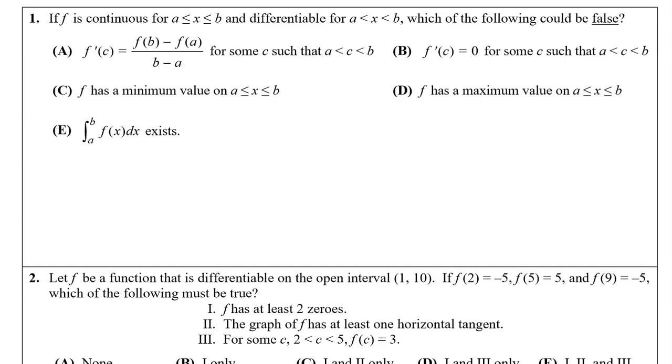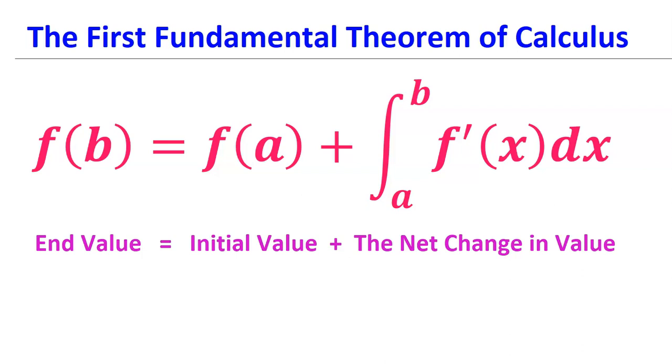In this video, I will walk you through some multiple choice questions from past AP exams pertaining to Unit 7. Unit 7 was about 7 theorems that you need to know for AP Calculus. The first one was the first fundamental theorem of calculus, which told us that the end value is equal to the initial value plus the net change in value, which is given to us by the integral of the rate.